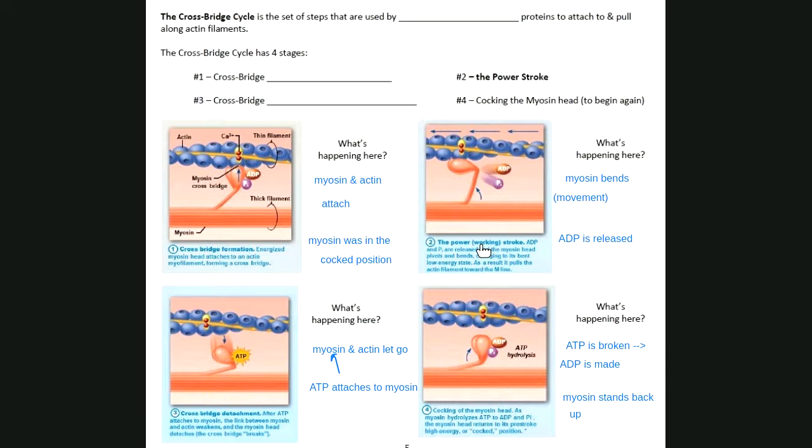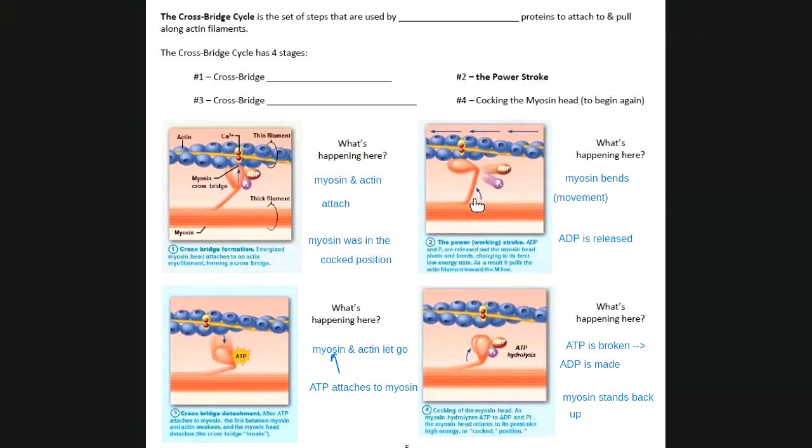Bend over. Yeah, so we're trying to figure out what was different between this right here, at the end of crossbridge formation, and this right here. What was it that myosin did that helped it to bend over? Do you remember what happened? ADP is released. Exactly. Yep.